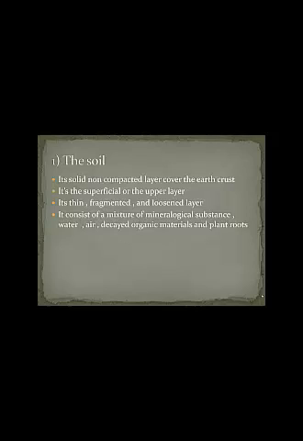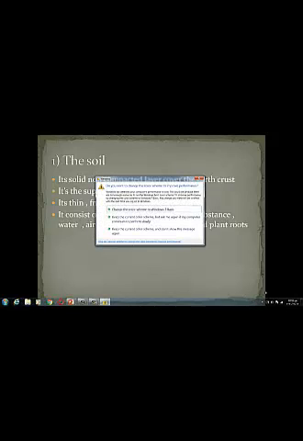The soil is an uncompacted layer covering the Earth crust. It is the first layer, the superficial or upper layer. The soil layer is thin, fragmented, and we can say it is a loosened layer. Finally, the soil consists of a mixture of mineralogical substances such as water, air, decayed organic materials, and some plant roots.